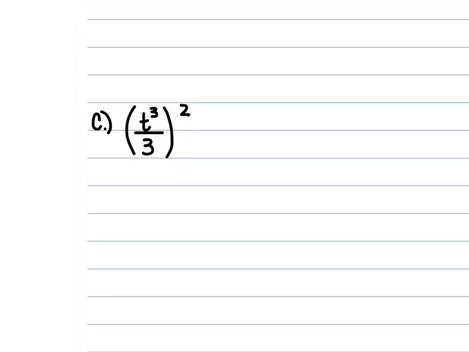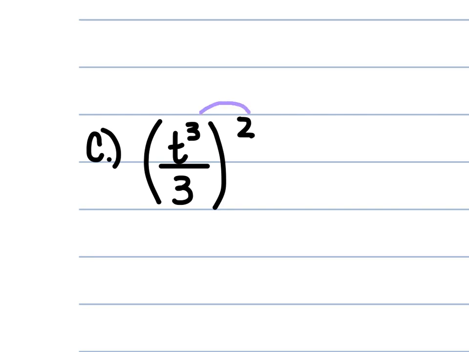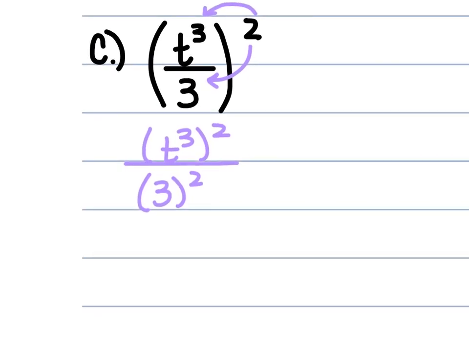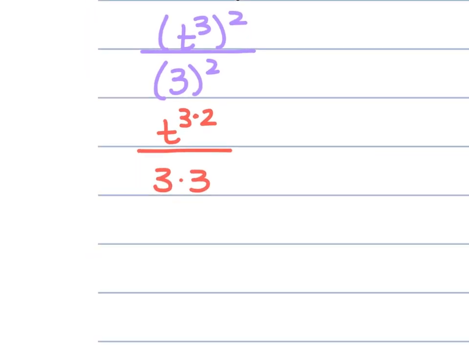For c, we have t cubed over 3 all raised to the 2nd power. So when you have something raised to a power and it's a fraction, that power goes to both the top number and the bottom. So this is the same thing as saying t cubed raised to the 2nd power over 3 raised to the 2nd power. The t cubed raised to the 2nd power, remember, if it's a power raised to a power, we multiply those powers. So we're going to do t to the 3rd times the 2nd, over 3 raised to the 2nd power. That's 3 times 3, which is going to give us 9. So this is t to the 6th power over 9.